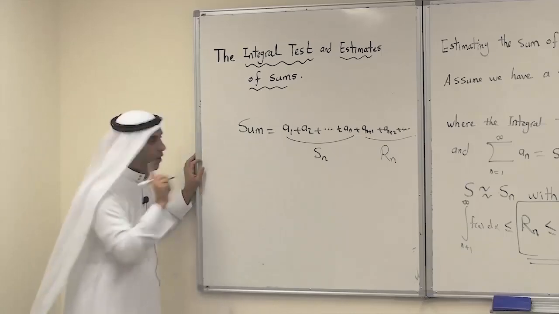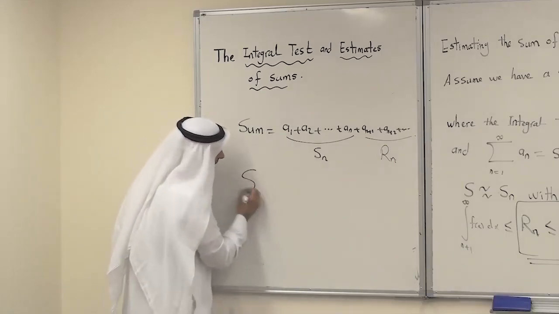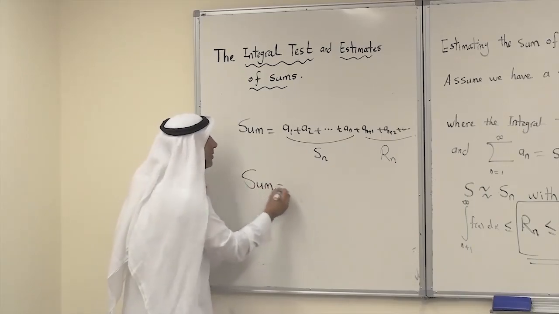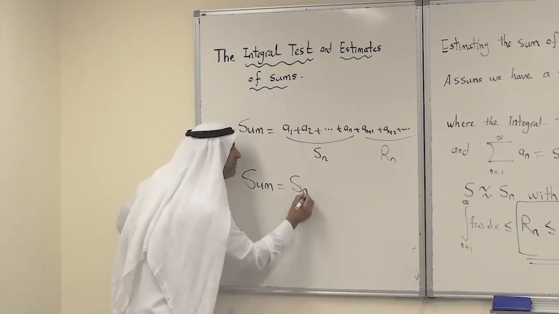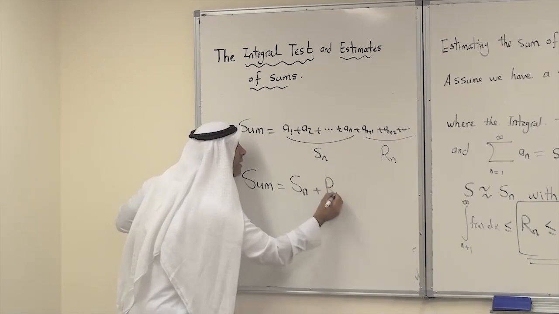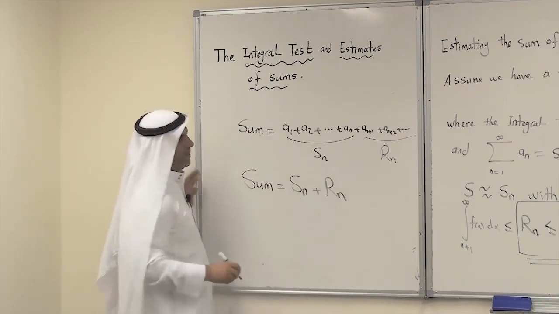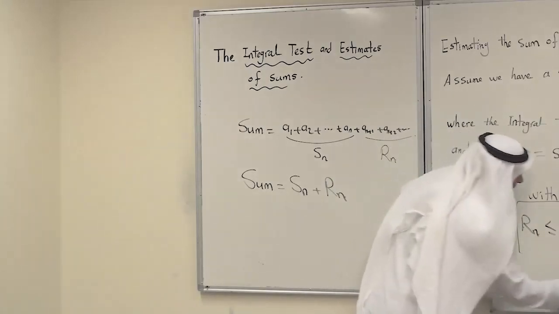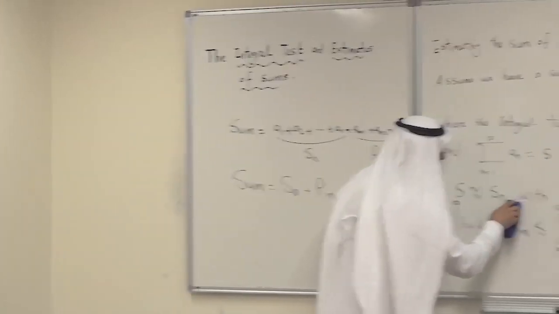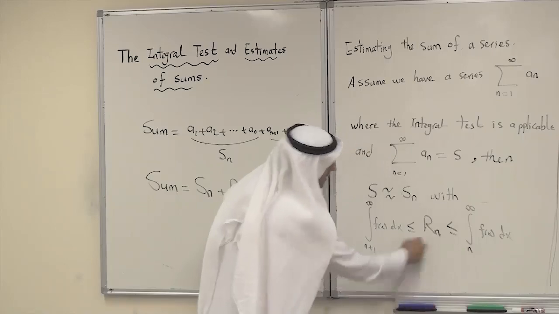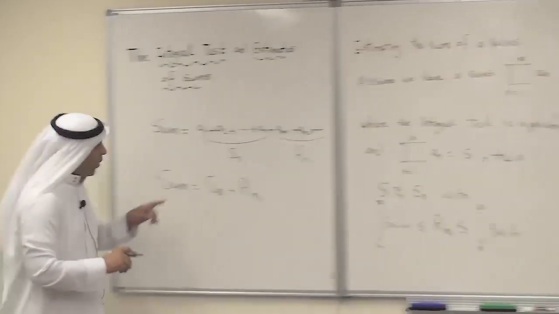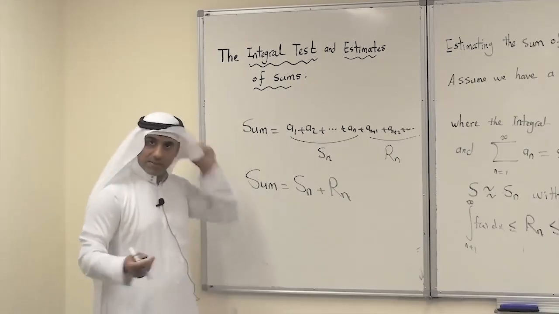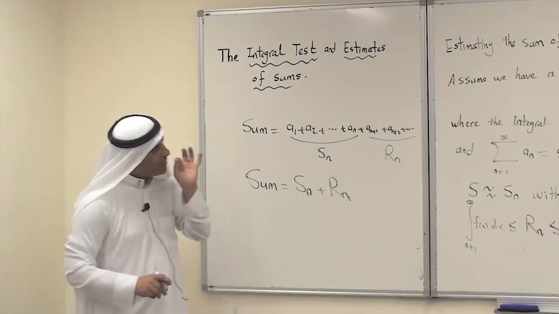So always, the exact sum is equal to any estimation Sn plus its corresponding error Rn. Fine. Look for this inequality here. We have an idea about Rn in terms of the integral. What happens if I add Sn to Rn? We gain a very interesting result.